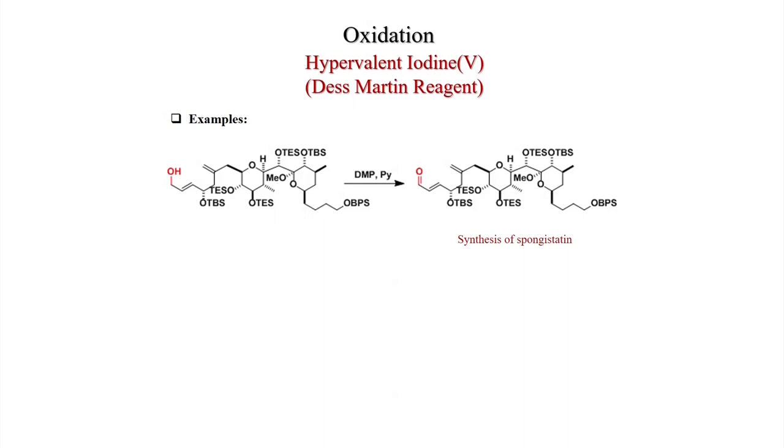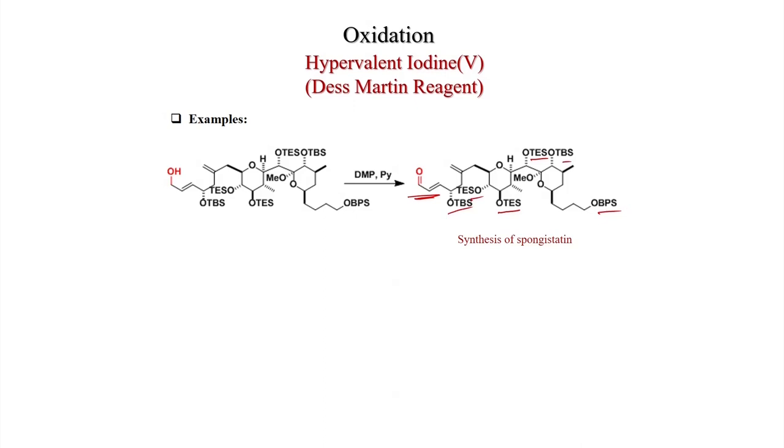Here you can see there are 2 tetrahydropyran species and also many chiral centers are present, and this is an allylic alcohol. This allylic alcohol is selectively getting oxidized to the aldehyde, and also many silyl ether groups are present, like the TES group and TBS group. So, these groups are not disturbed in this oxidation.